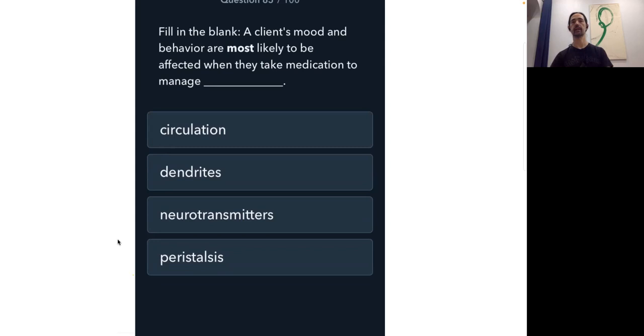Okay, fill in the blank. A client's mood and behavior are most likely to be affected when they take medication to manage what? Mood and behavior. Circulation, dendrites, neurotransmitters, or peristalsis. It's kind of confusing. What do you guys think?